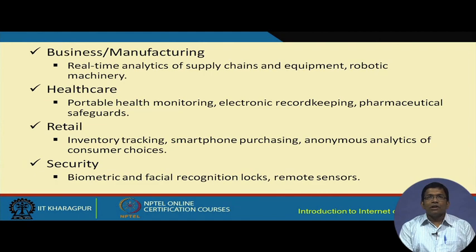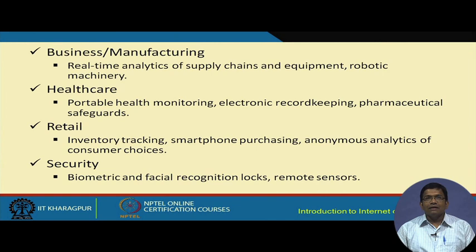So, portable health monitoring, and electronic record keeping is another. Because in the medical domain record keeping is a very important concern, automatically the medical records are going to be archived, they are going to be stored, and maybe they can even be further analyzed to draw some meaningful conclusions from them, and so on. And different pharmaceutical safeguards can be had using the IoT technology.